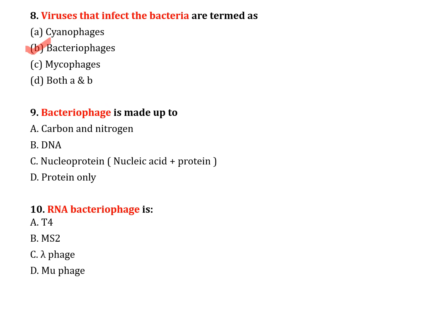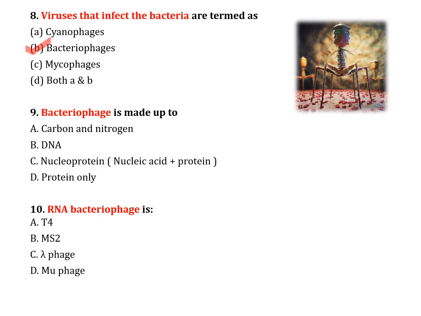The next question number 9. Bacteriophage is made up of option A carbon and nitrogen, option B DNA, option C nucleoprotein, that is nucleic acid plus protein, and option D protein only. Correct answer is option C nucleoprotein, that is nucleic acid and protein.